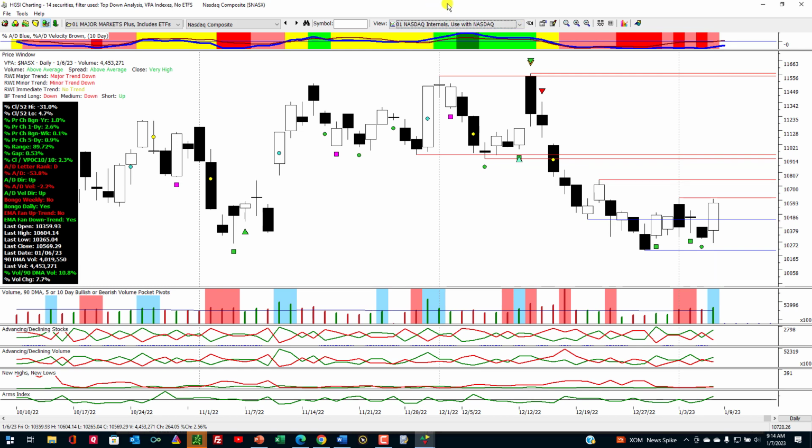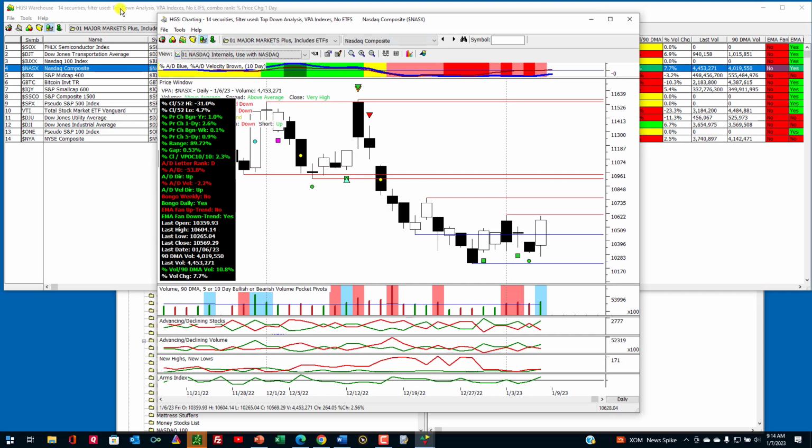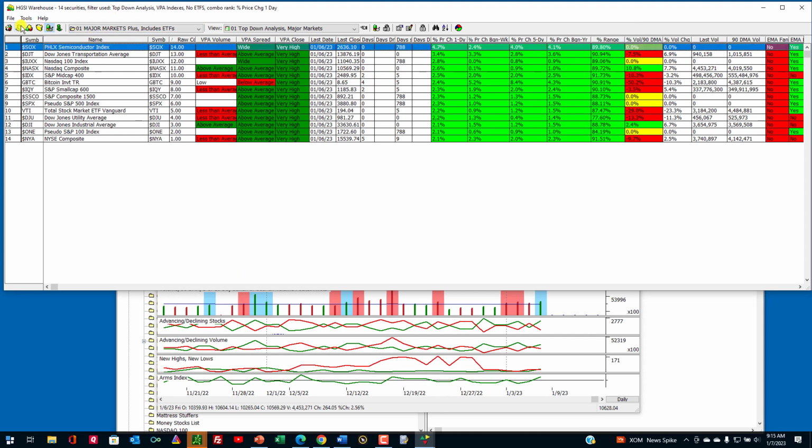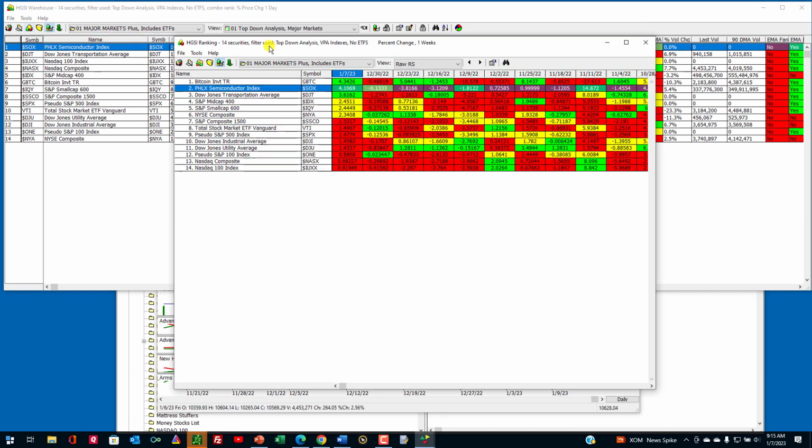So far, I have just talked about the NASDAQ. I'm going to get this chart down here. Now let's do this. I'm going to click on the ranking module and see it's set on percent change 1 week.